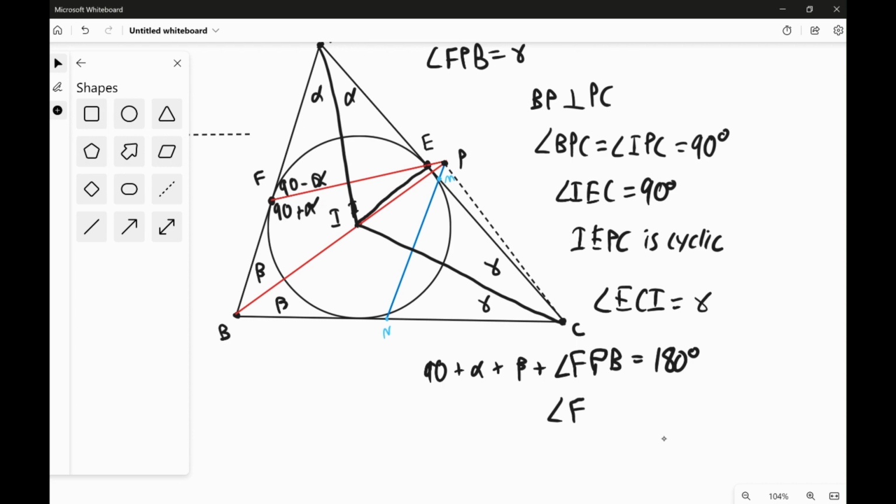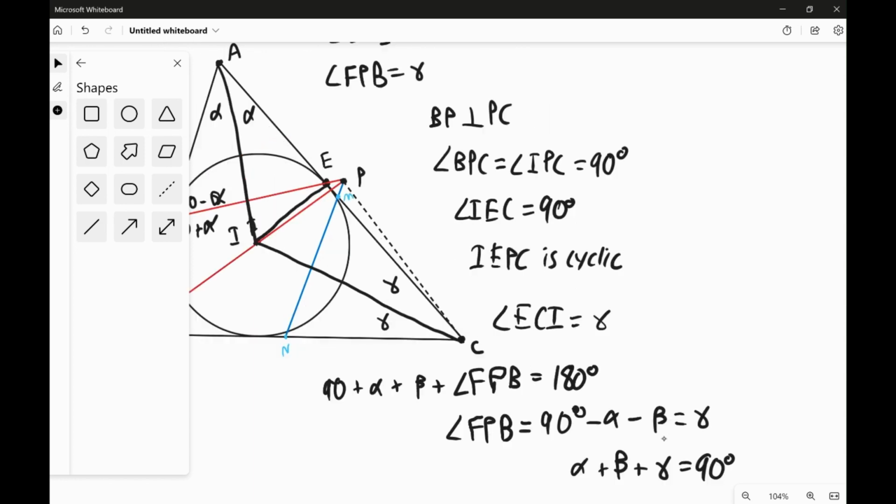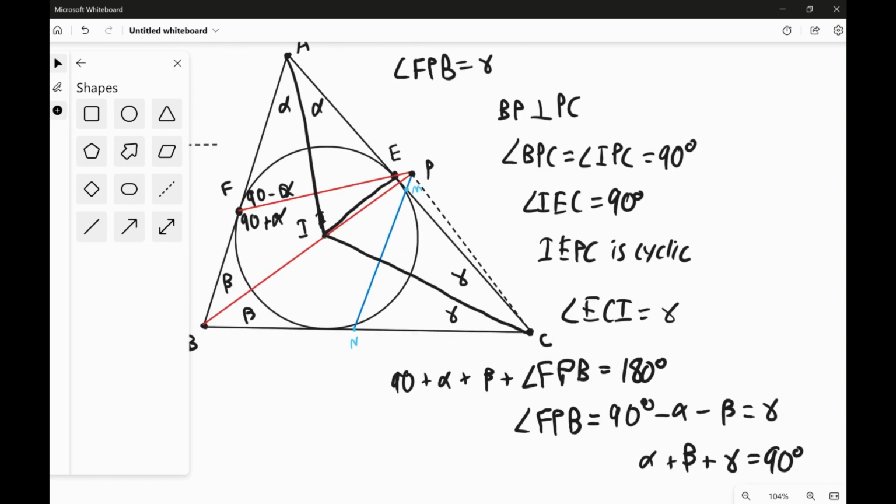So angle FPB is equal to 90 degrees minus alpha minus beta. And we'd like to show in the end that this is equal to gamma. So might as well move the alpha and beta to both sides, get all the variables on one side. We get alpha plus beta plus gamma is equal to 90 degrees. And that's what we want to show.